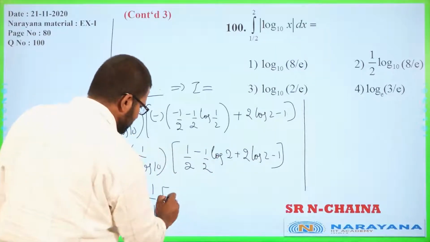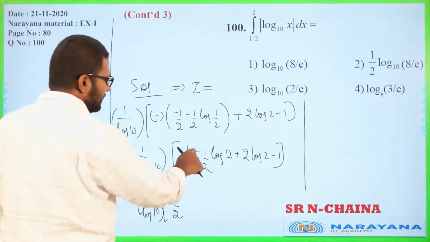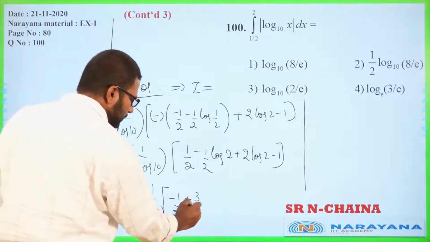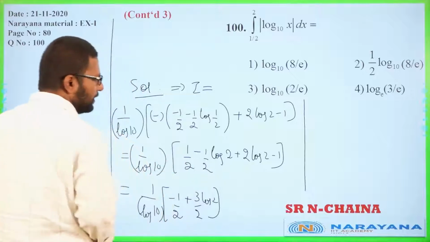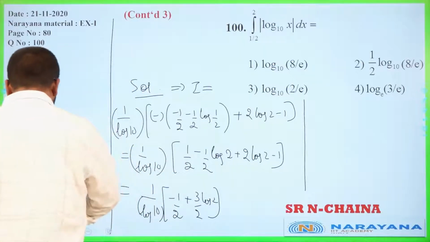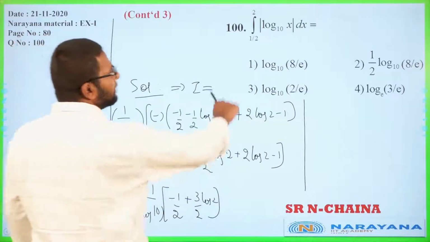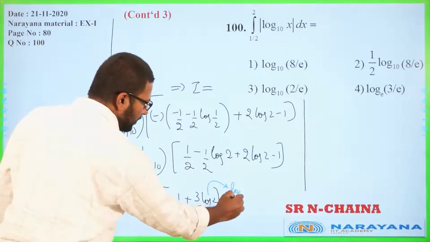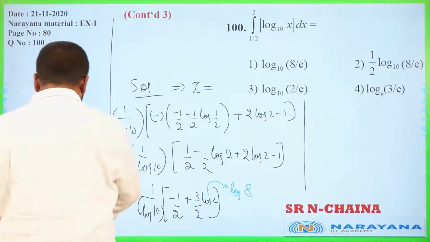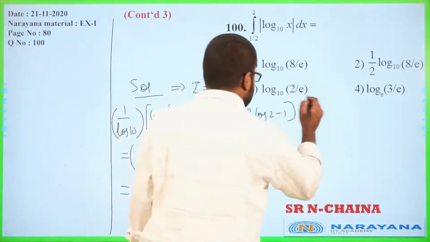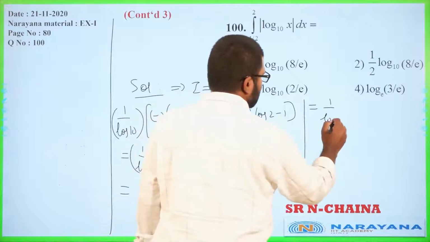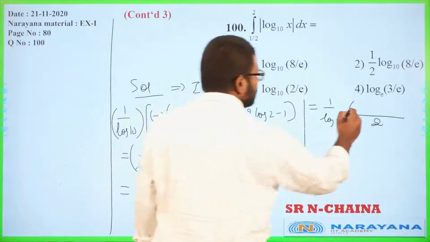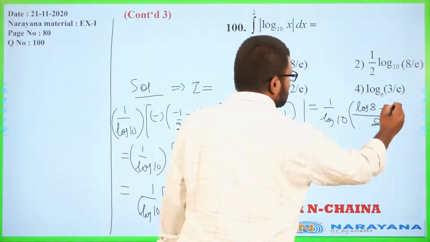Now half minus 1 is minus half, and the rest of it, you see 2 minus half log 2, so plus 3 by 2 log 2, which if you notice carefully, 3 by 2 log 2, observe the options, you have 8 coming up, which means this 3 log 2 we are supposed to write as log of 8, right? So this is equal to 1 by log 10 into upon 2 log 8 minus 1, log 8 minus 1.